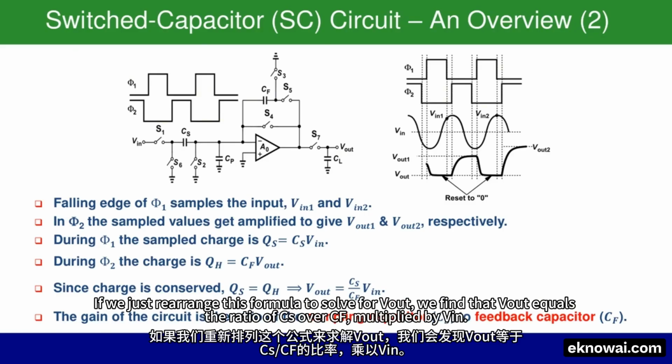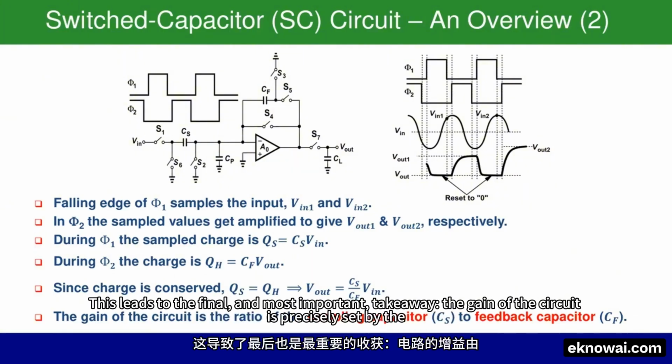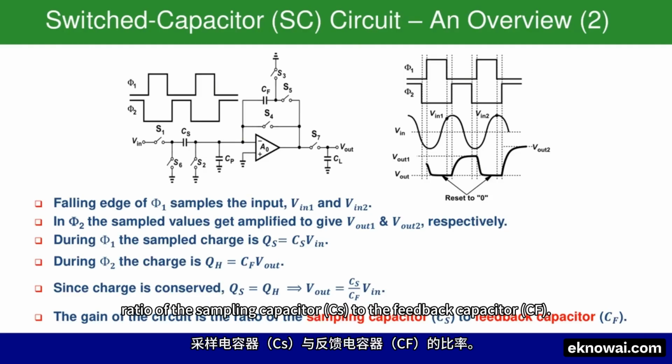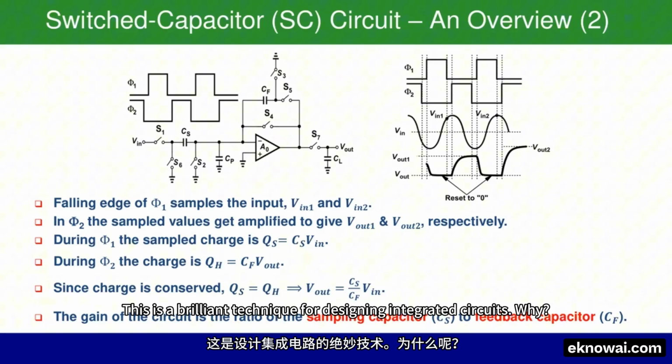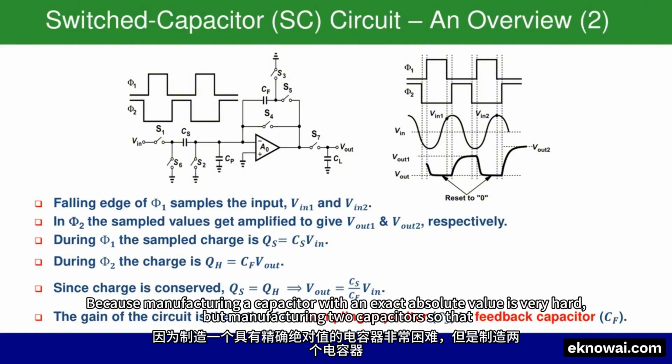If we just rearrange this formula to solve for Vout, we find that Vout equals the ratio of Cs over Cf multiplied by Vin. This leads to the final and most important takeaway. The gain of the circuit is precisely set by the ratio of the sampling capacitor, Cs, to the feedback capacitor, Cf. This is a brilliant technique for designing integrated circuits.